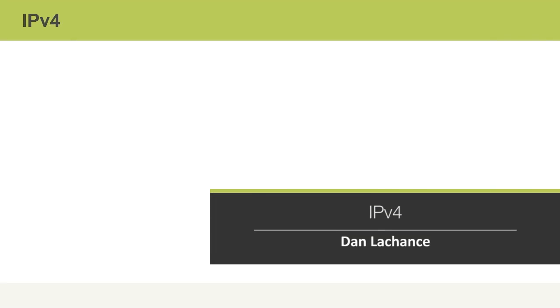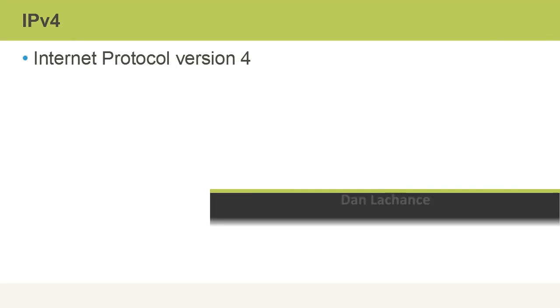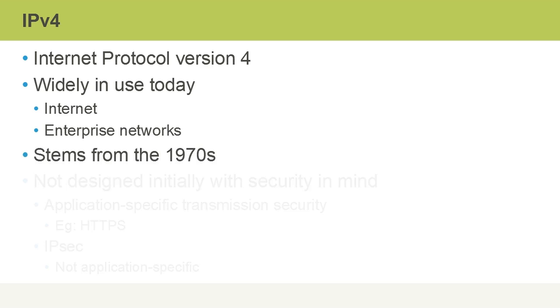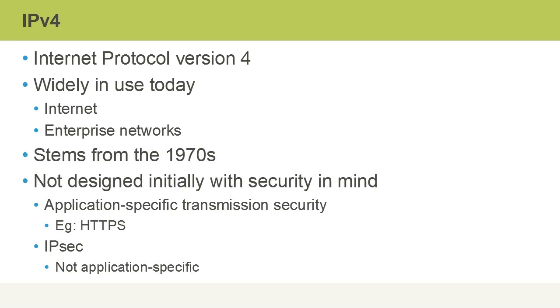In this video, I'll talk about IPv4. IPv4, or Internet Protocol version 4, is what's in use on the Internet today as a communications software protocol. It's also widely used on internal enterprise networks, and it stems from the 1970s. However, IPv4 was not designed initially with security in mind.